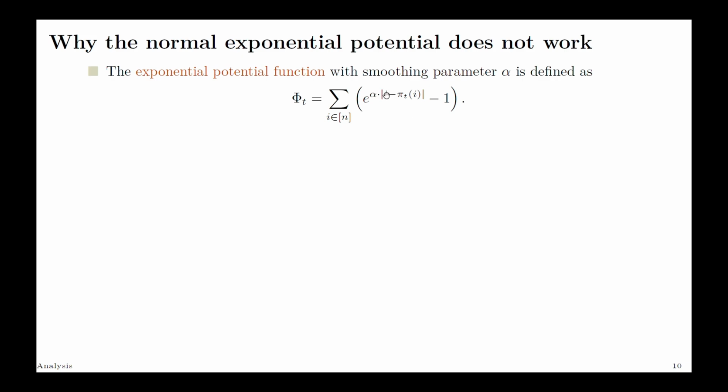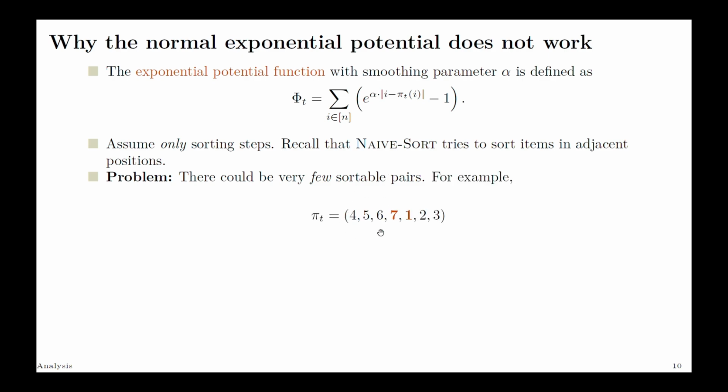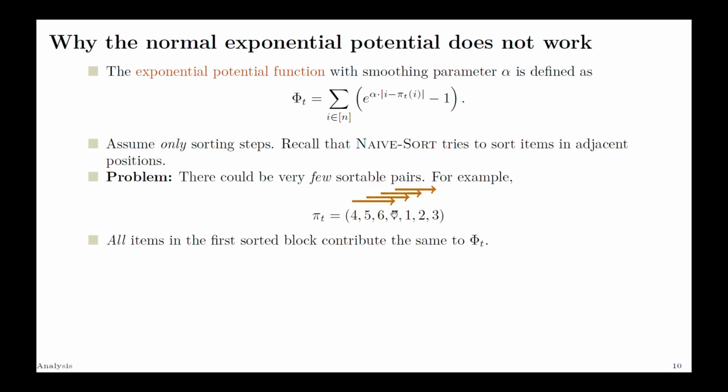Now, consider the case where we have only sorting steps, and recall that in naive sort, we sort elements in adjacent positions. What could go wrong is that there could be very few pairs that are sortable. So in this example configuration, which is obtained by splitting the array in half and swapping the two sides, there is only one sortable pair. And if we look at the elements in the first part of the array, we see that they all have the same distance to their targets. And this means that they contribute the same value to the potential function.